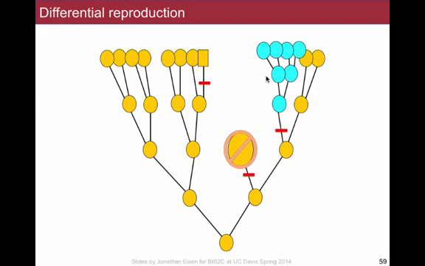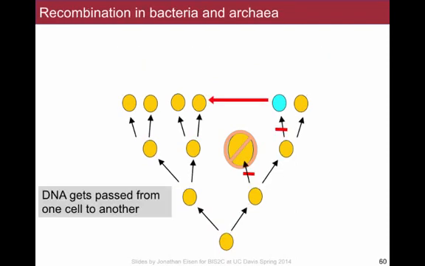Sometimes they will reproduce at different rates, so you can have two divisions here at the same time you had one division there. And lateral gene transfer is what happens when in one lineage DNA moves from, say, this cell to that cell.